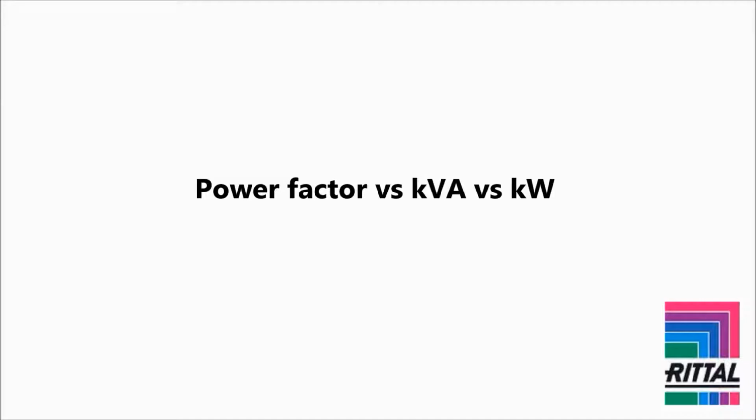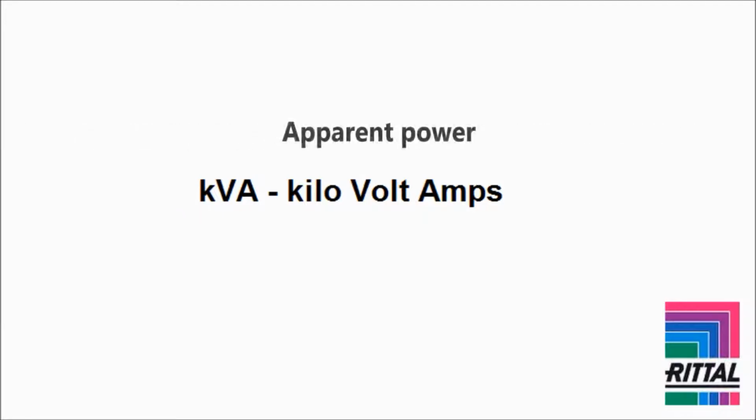UPS power ratings are often described in kilovolt amps, or kVA. This rating takes into account both the real and reactive power components of the connected equipment. kVA is referred to as apparent power.